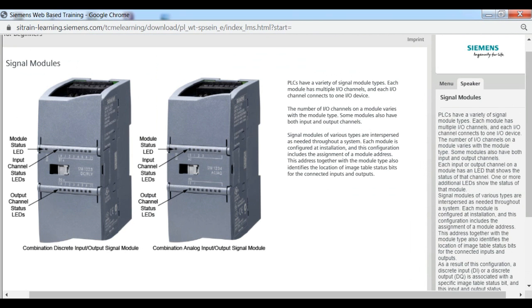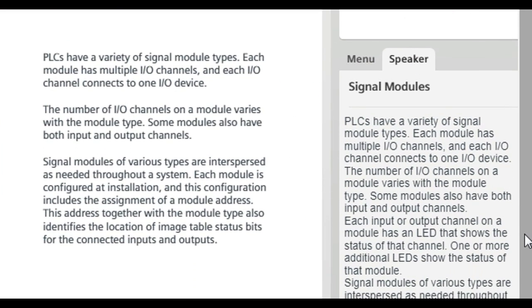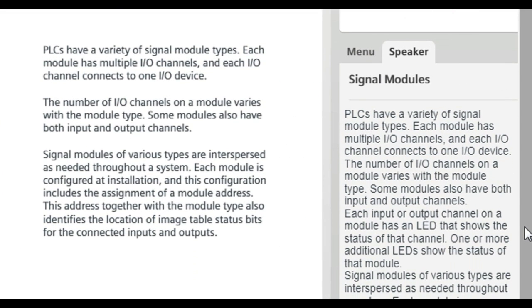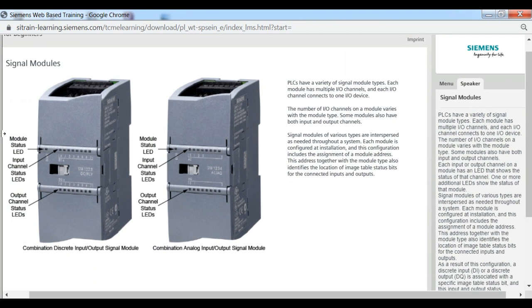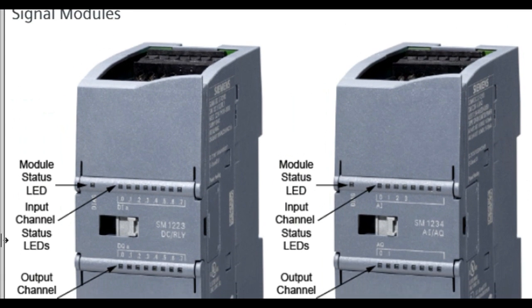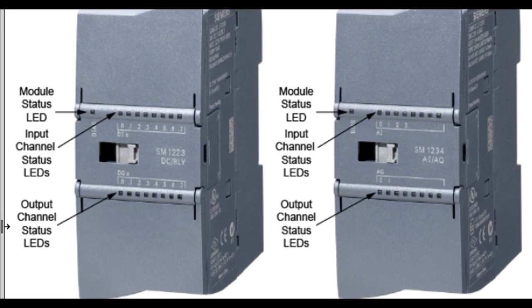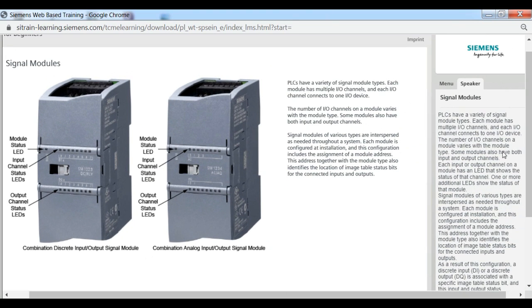PLCs have a variety of signal module types. Each module has multiple I/O channels, and each I/O channel connects to one I/O device. The number of I/O channels on a module varies with the module type. Some modules have both input and output channels. Each input and output channel on a module has an LED that shows the status of that channel. One or more additional LEDs show the status of that module.